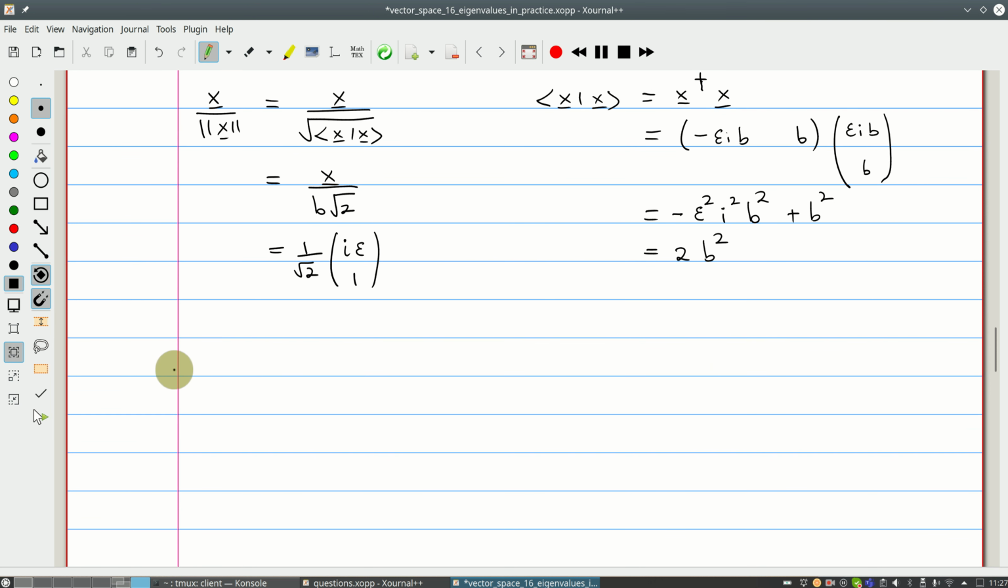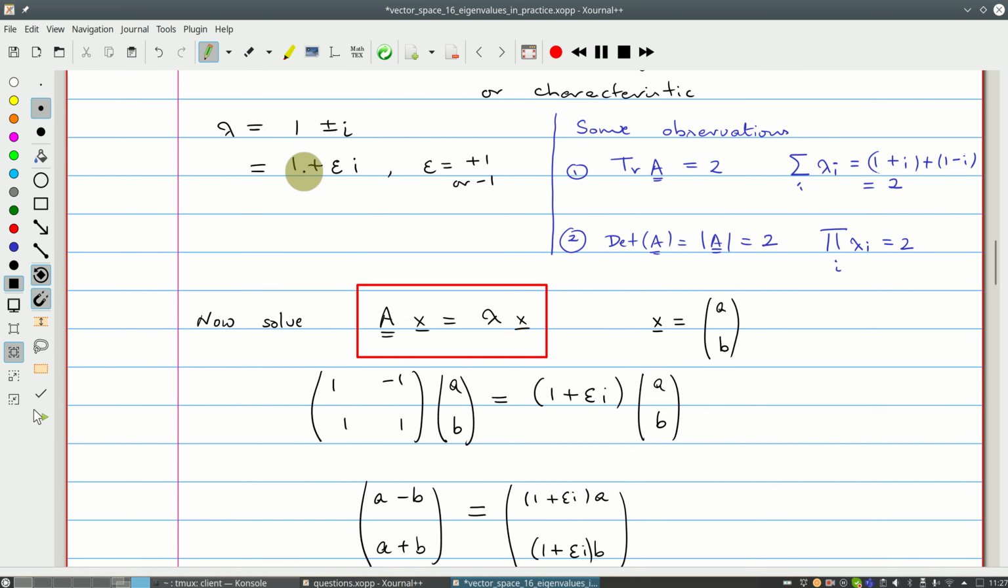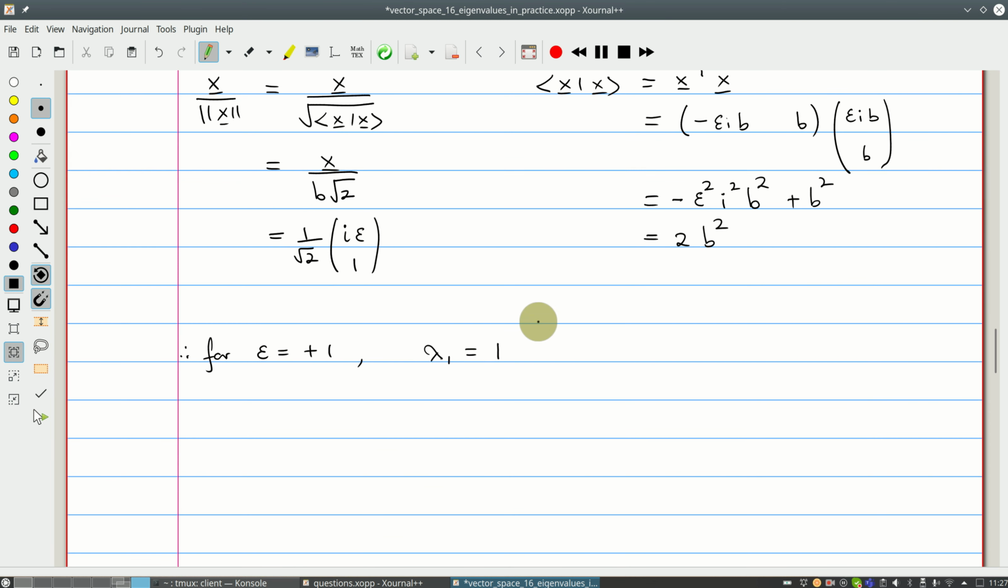So now let's write it down. Therefore, for epsilon equal to plus 1, lambda 1 is equal to 1, let's remind ourselves, 1 plus i, so it's a complex number, and the eigenvector 1 is given by 1 over the square root of 2 times the column vector (i, 1), so we'll have an i, which is required for the normalization.